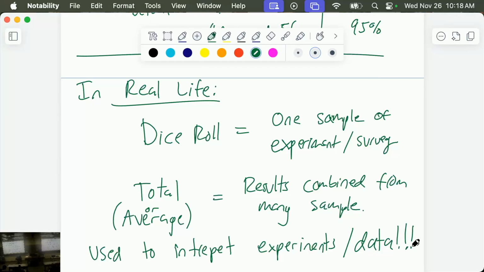Everything we've been doing has been without the data. We're talking only about dice rolls, but the data gets introduced in the next stat classes.